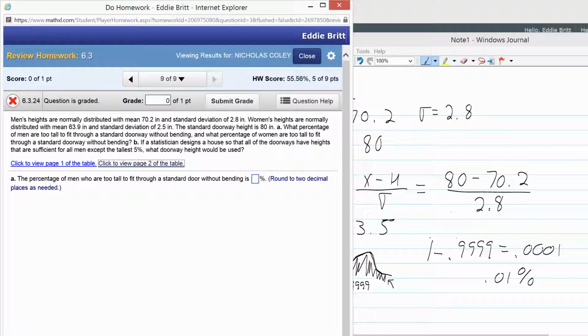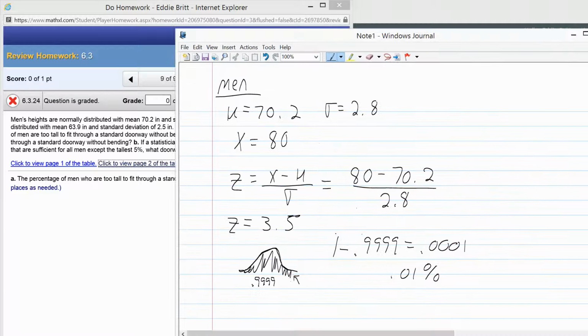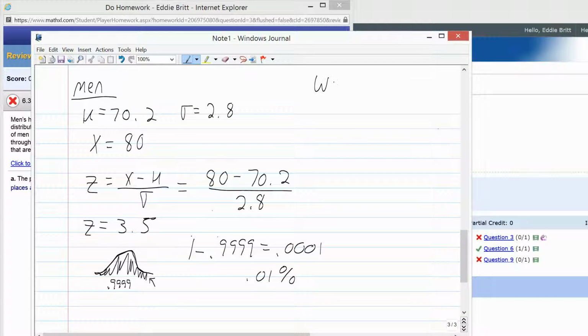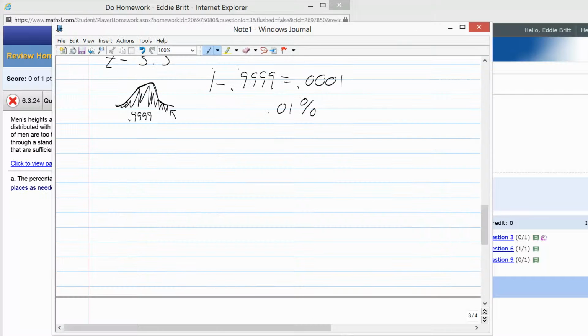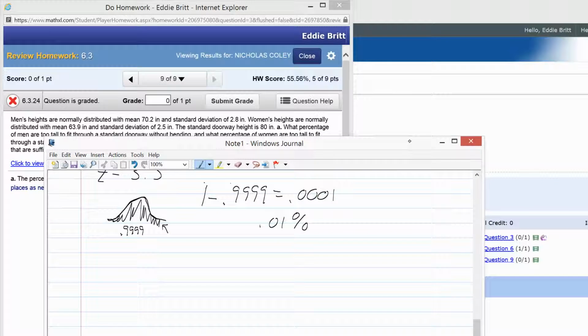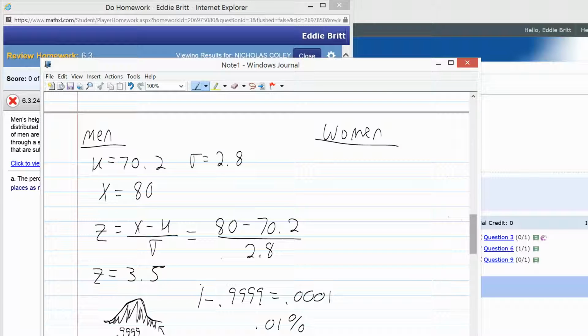Alright, women, it's probably even going to be less than that. Women's height will be distributed with a mean of 63.9. It's going to be virtually zero for women, because, think about it. Sorry about that. For women, we have a mean of 63.9, standard deviation of 2.5. So you can see the z-scores are going to be even bigger because we have the same x, it's the same doorway. So 80 minus 63.9 divided by 2.5.